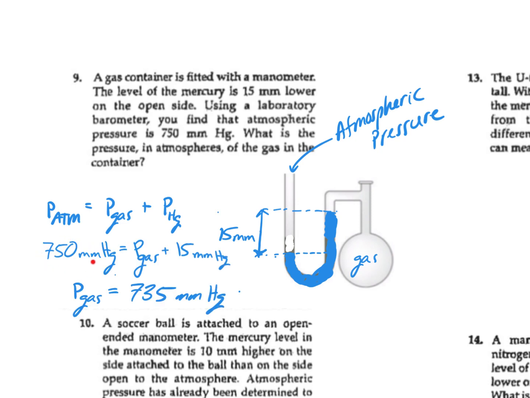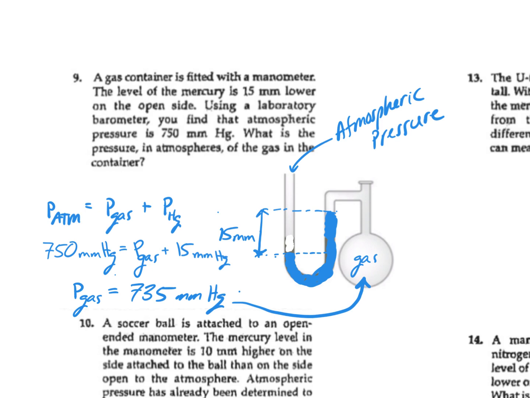The atmospheric pressure, 750. The pressure due to the weight of the mercury on this side is 15 millimeters of mercury. All units of pressure are the same here. We have 750 millimeters of mercury of atmospheric pressure and 15 millimeters of mercury pressure due to the mercury. So 750 minus 15 is 735 millimeters of mercury. That is the pressure of the gas inside the container.